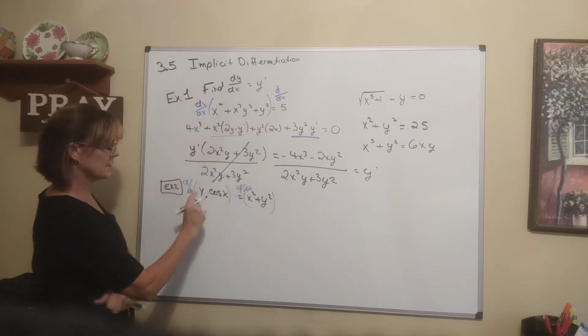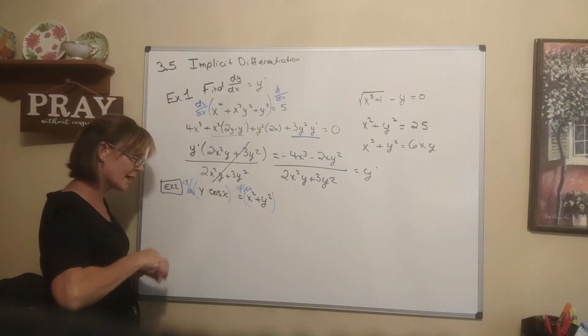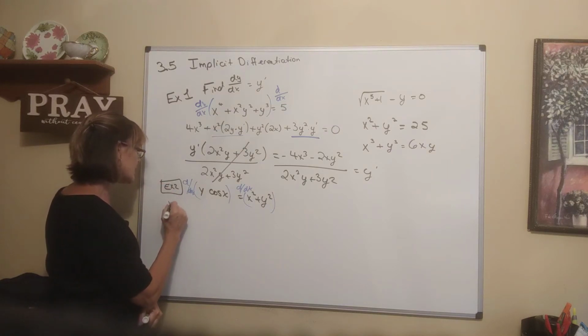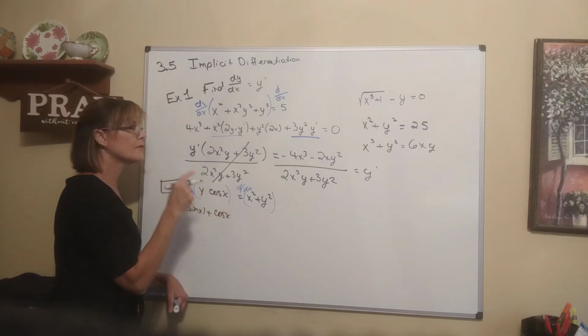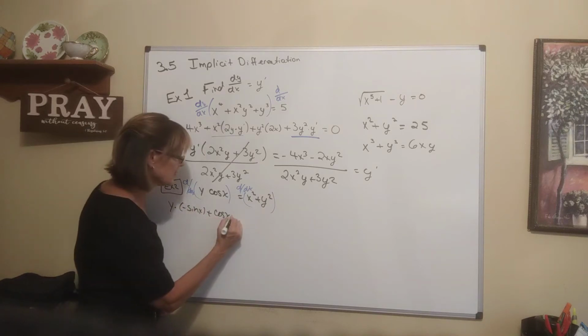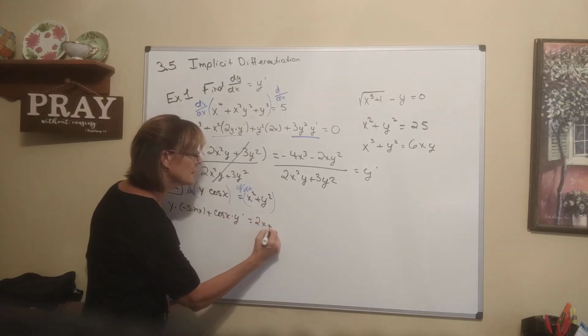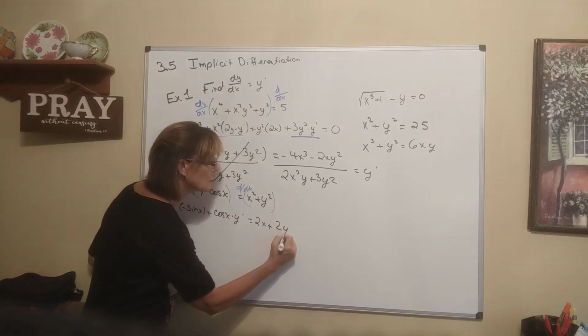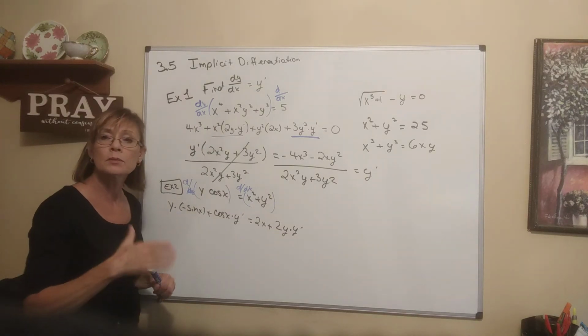So right here, this is product rule. Y is a function of x. So it's first times the derivative of the second. So it's y times the derivative of the cosine of x, which is negative sine x, plus second, cosine of x, times the derivative of the first. The derivative of y, since y is a function of x, is just going to be y prime. That is equal to the derivative of x squared, 2x, plus the derivative of y squared, 2y to the first power times the inside function y prime. So every time we see a y, we have to multiply it by the inside function y prime.